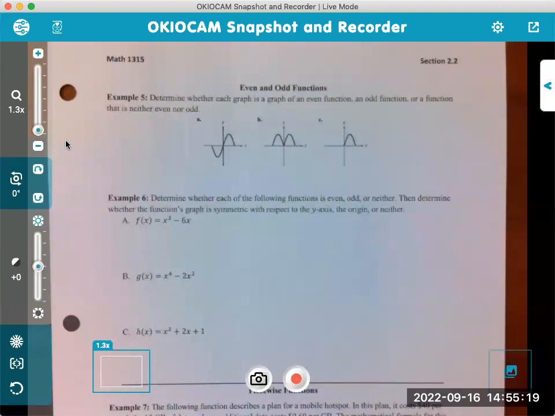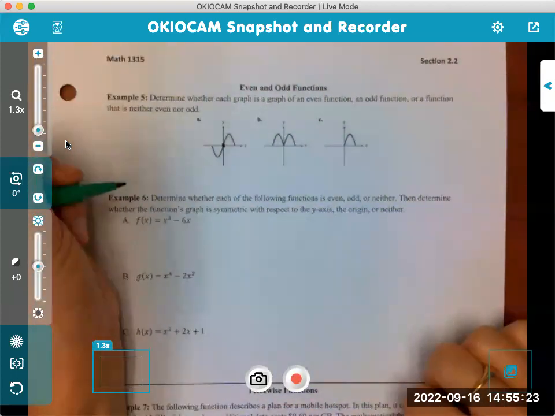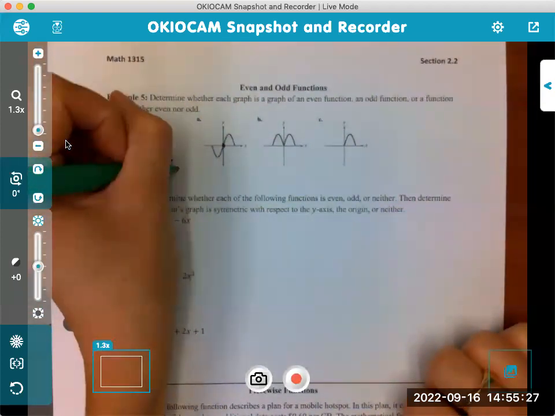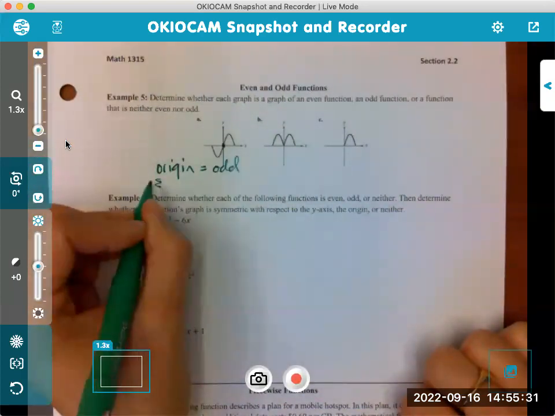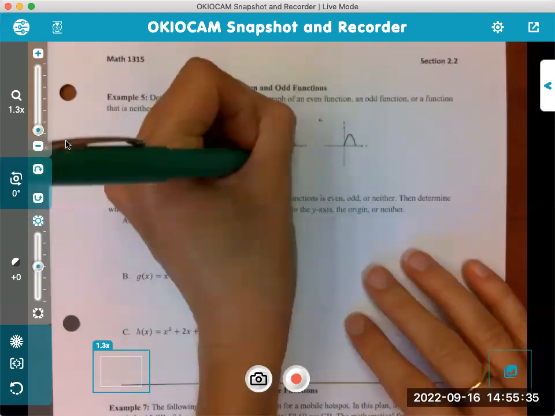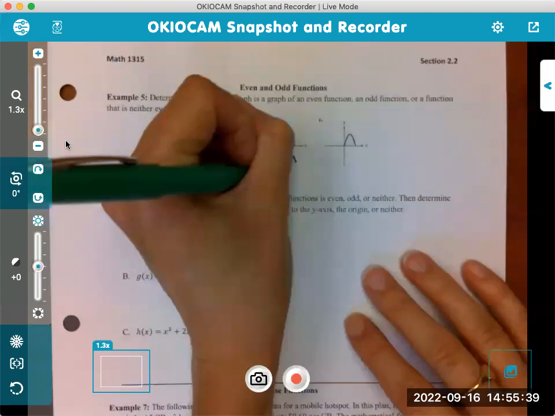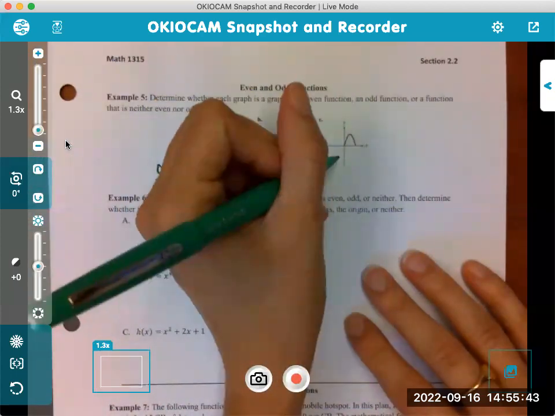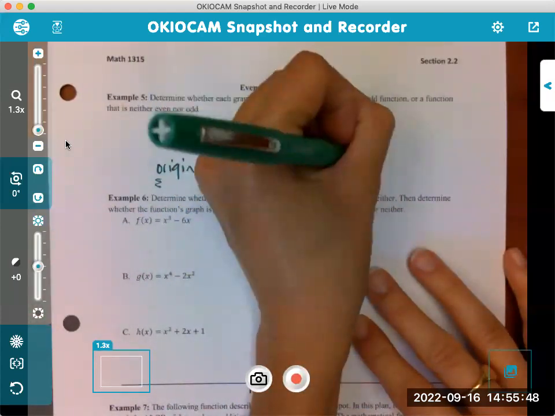Okay, so A, you can do this visually. Would y'all agree that it follows that twofold? So this has origin symmetry. That means that it is also odd. Remember, O, origin. B is even, because even also means y-axis symmetric. And then C, it's just one little hump, so it is actually a neither.